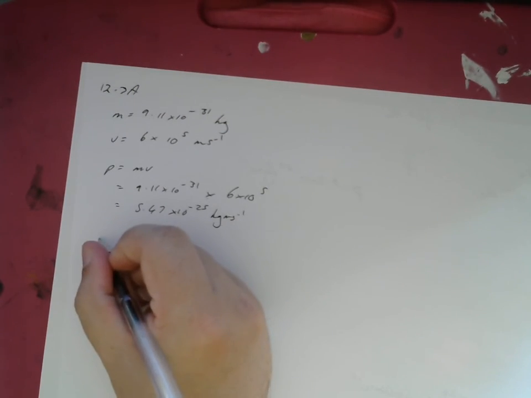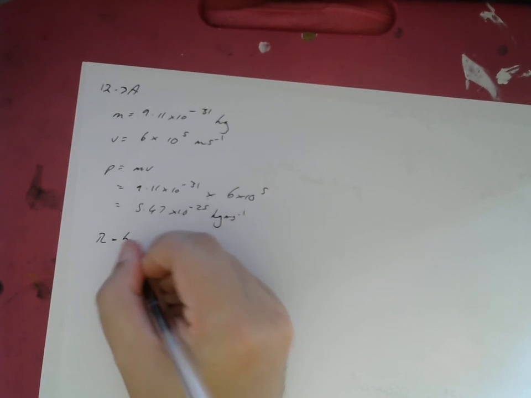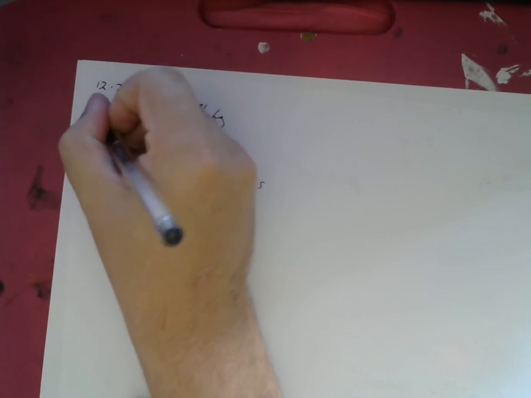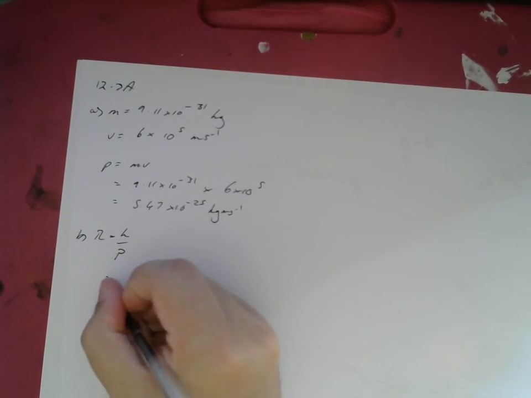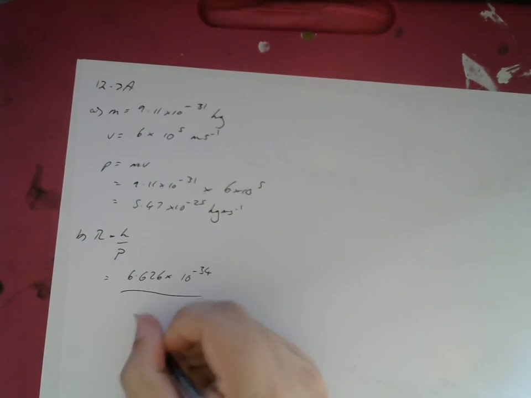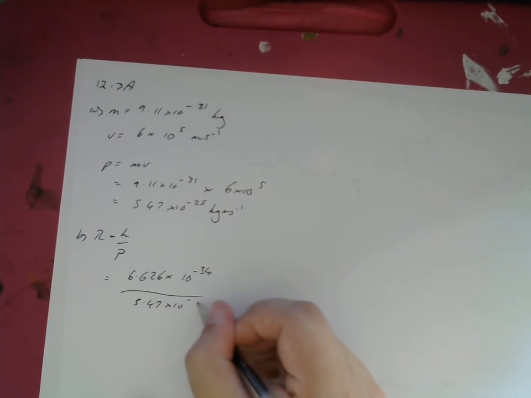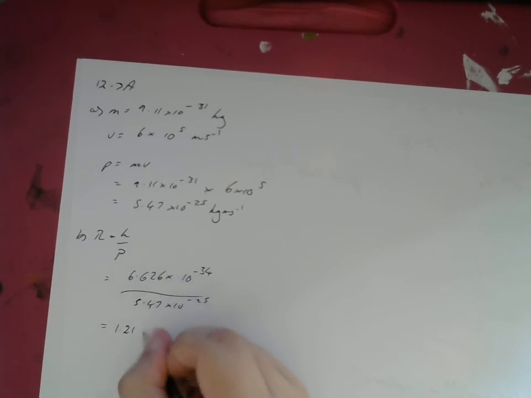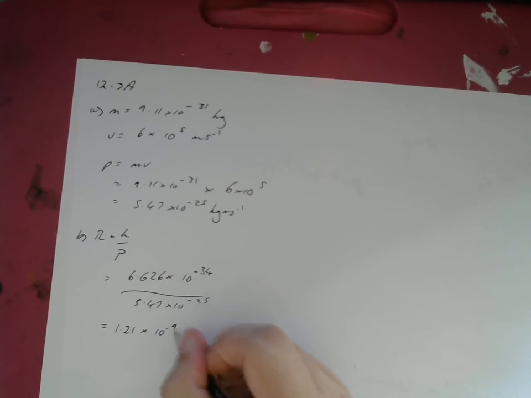6.626 times 10 to the negative 34 divided by 5.47 times 10 to the negative 25 is going to give us 1.21 times 10 to the negative 9 meters. Okay, that's about 121 nanometers. Remember, the lower end of visible light is about 380 to 400 nanometers. So the wavelength for this compared to light is in the ultraviolet radiation.